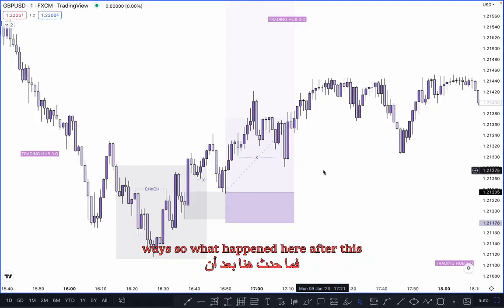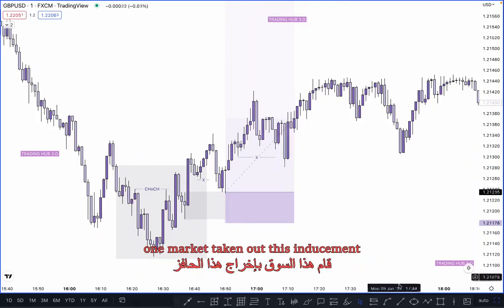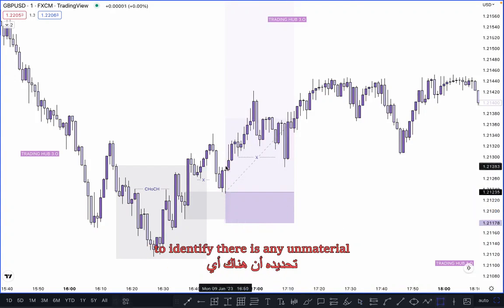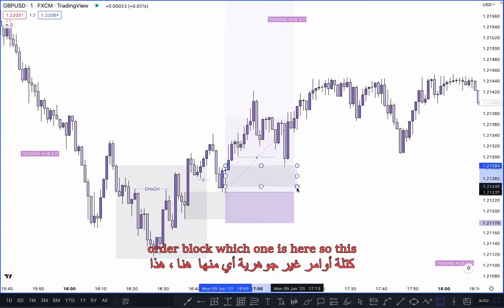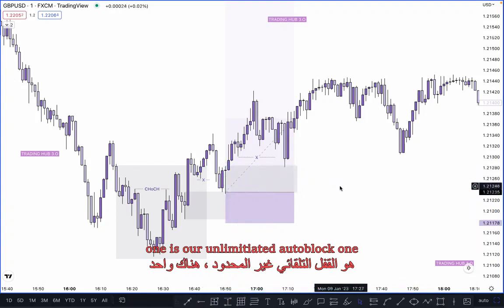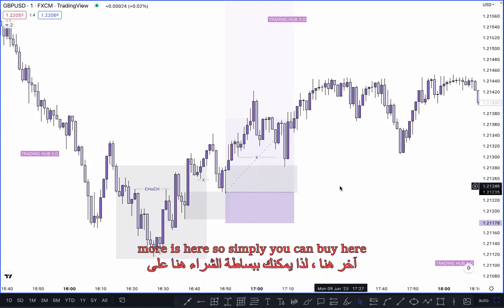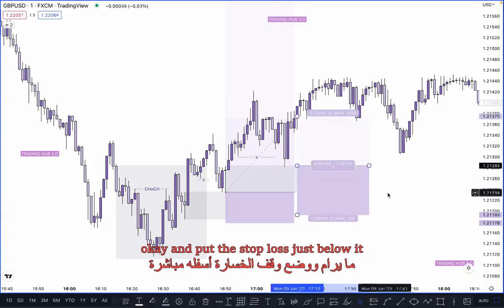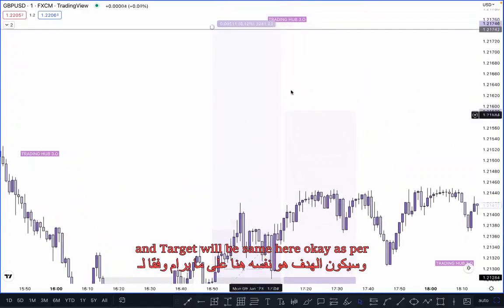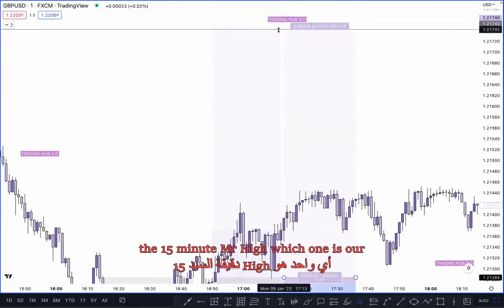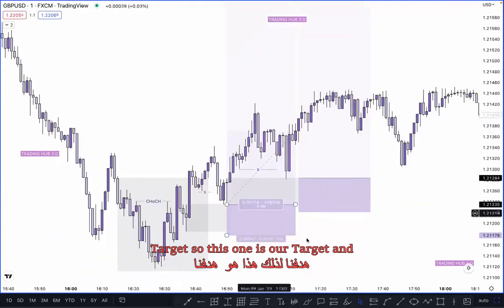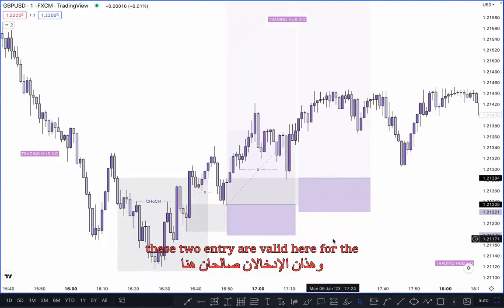So what happened here after this one? Market took out this inducement. After taking out the inducement, you have to identify if there is any unmitigated order block, which one is here. So this one is our unmitigated order block. One more is here. So simply you can buy here, okay, and put the stop loss just below it, and the target will be the same here, okay, as per the 15-minute measure high. Which one is our target? So this one is our target, and these two entries are valid here for the buy.